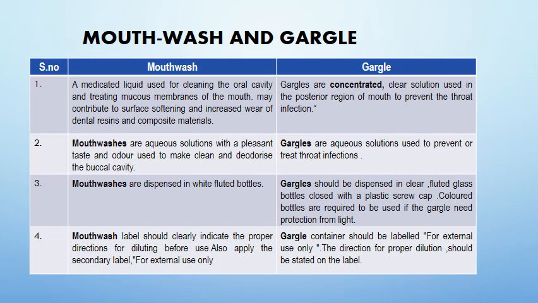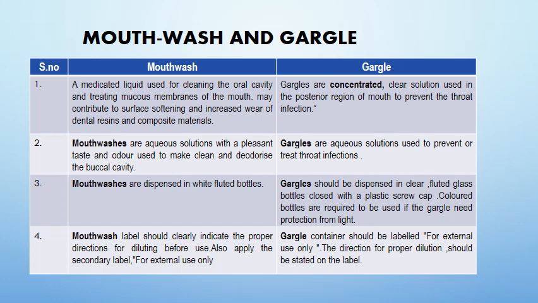Mouthwash and gargles. A mouthwash is a liquid used for cleaning the oral cavity and treating the mucous membrane of the mouth. It may contribute to surface softening and increase the wear of dental resins and composite material. If we define gargles, they are concentrated clear solutions used in the posterior region of the mouth to prevent throat infection. Mouthwashes are aqueous solutions with a pleasant taste and odor used to clean and deodorize the buccal cavity. Gargles are aqueous solutions used to prevent or treat throat infection.